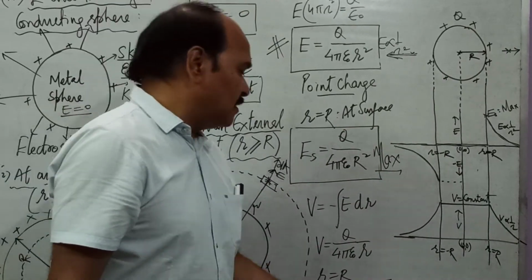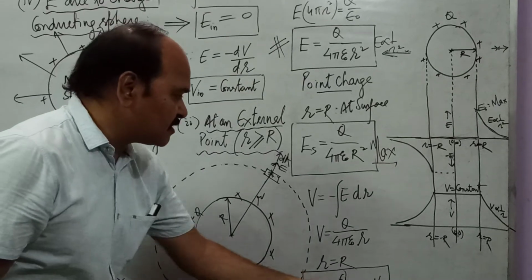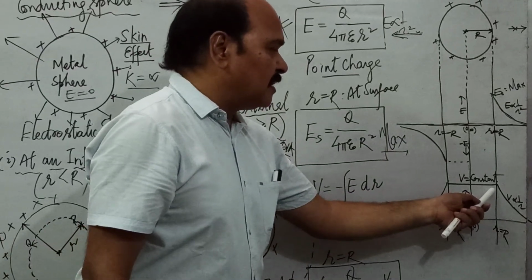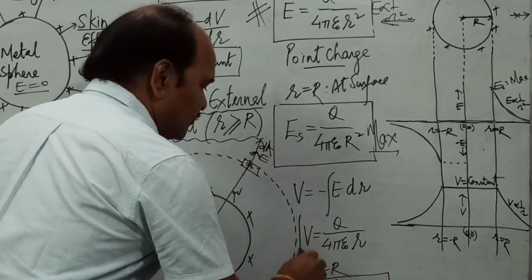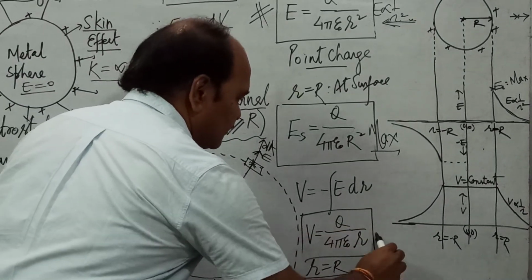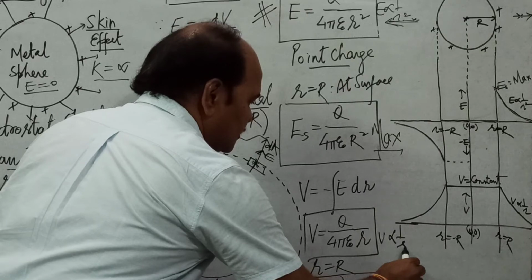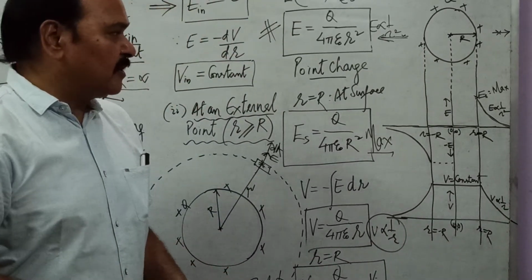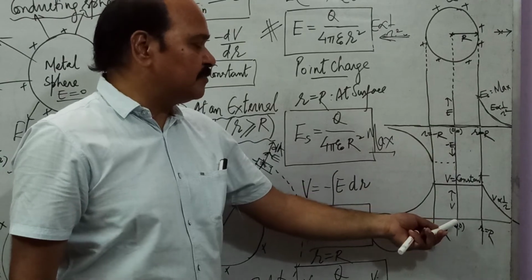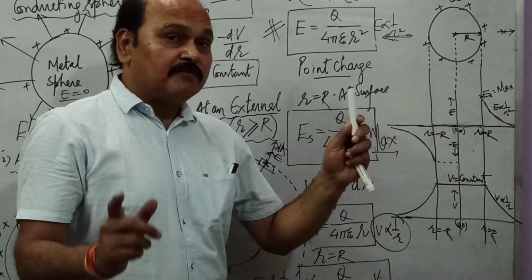Electric potential throughout inside is constant and outside it varies inversely with distance. This is V, and this V varies inversely with distance outside, like a point charge. So this is the graphical plot of E against R and this is the graphical plot of V against R. Very important graph.